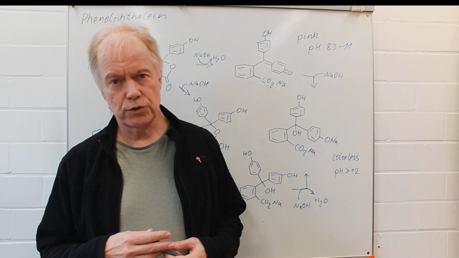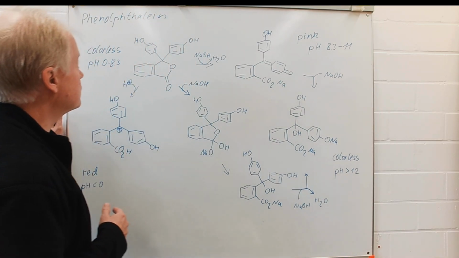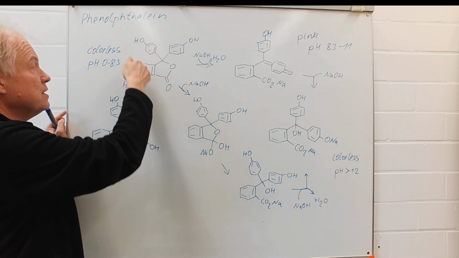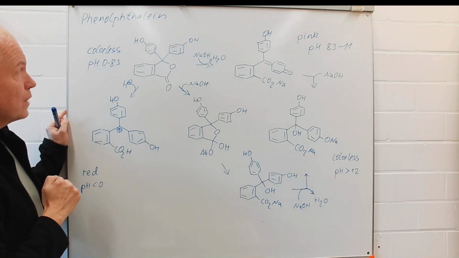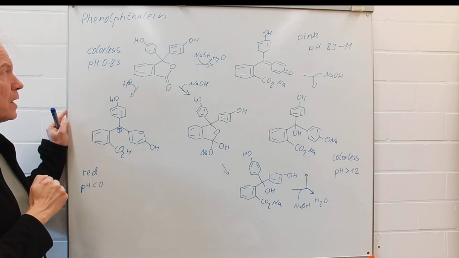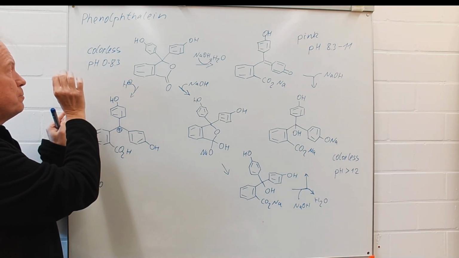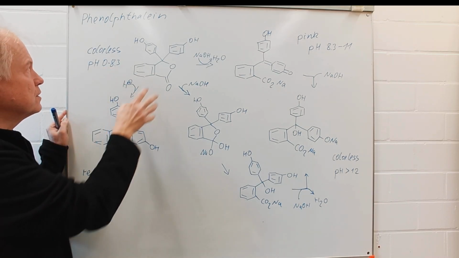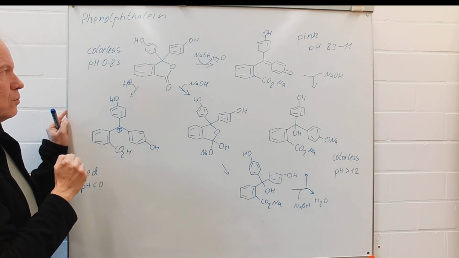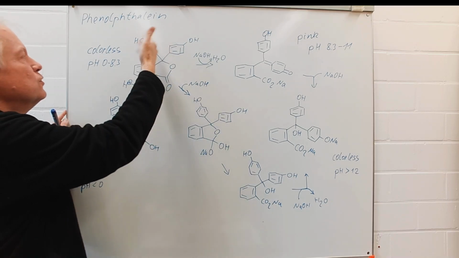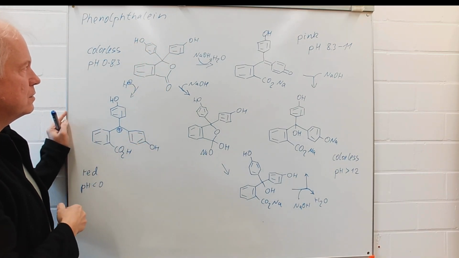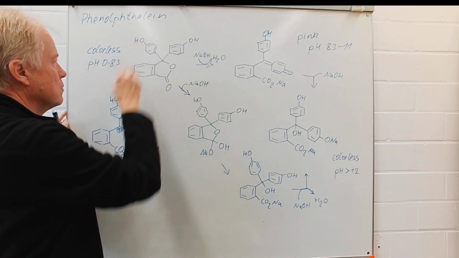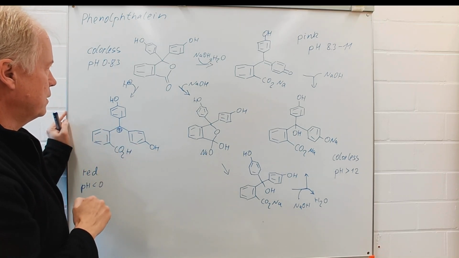Today we will have a closer look at phenolphthalein, a famous indicator. Here we have the structure of phenolphthalein, while in the pH region of 0 to 8.3 it's colorless. Well, it's colorless because there is no extended pi system, just the aromatic rings isolated.